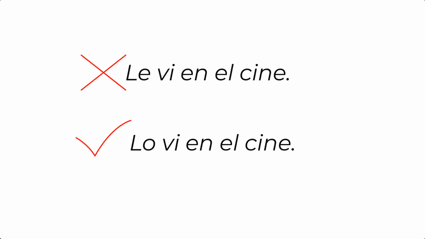Well, a common mistake, particularly in Spain, is using le instead of lo when referring to people as direct objects. So, for example, le vi en el cine. Now this is incorrect in Latin America. We would say lo vi en el cine.